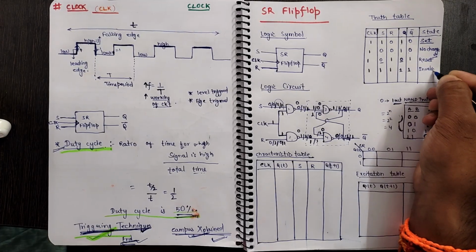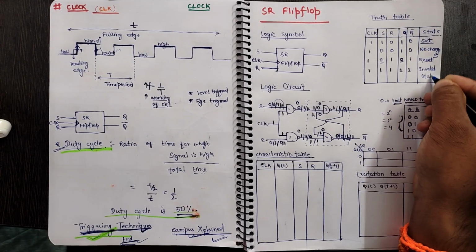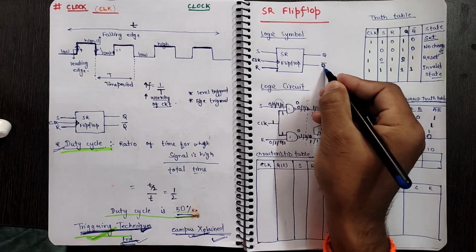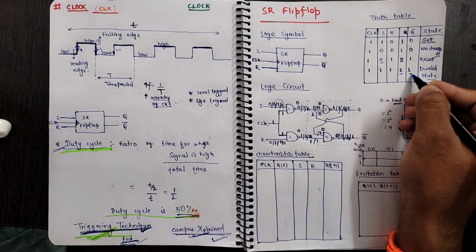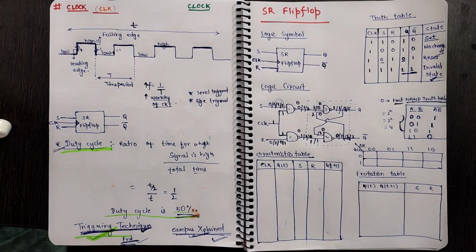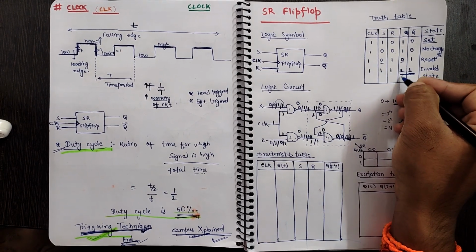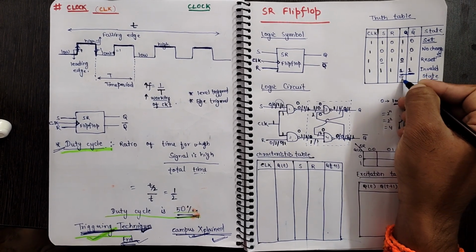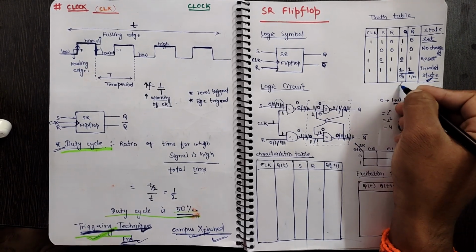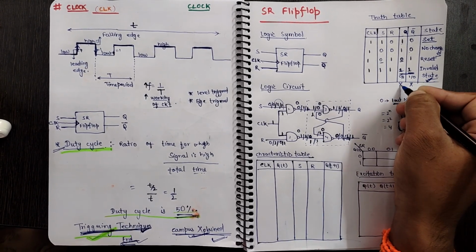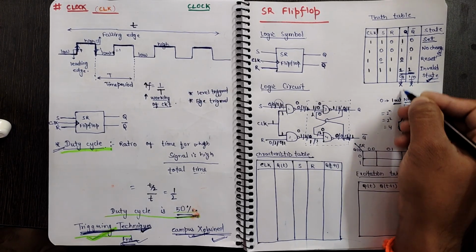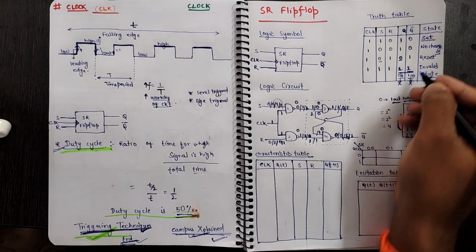Now the question arises, why do we call this state an invalid state? Here we can see that the outputs should be complements of each other, but in this case the outputs are not complements of each other. That's why this state is called the invalid state. It means either this should be 0 and that 1, or this should be 1 and that 0. This thing we call don't care. Don't care means any value can be there, either 0 or 1. So we will represent this as don't care.